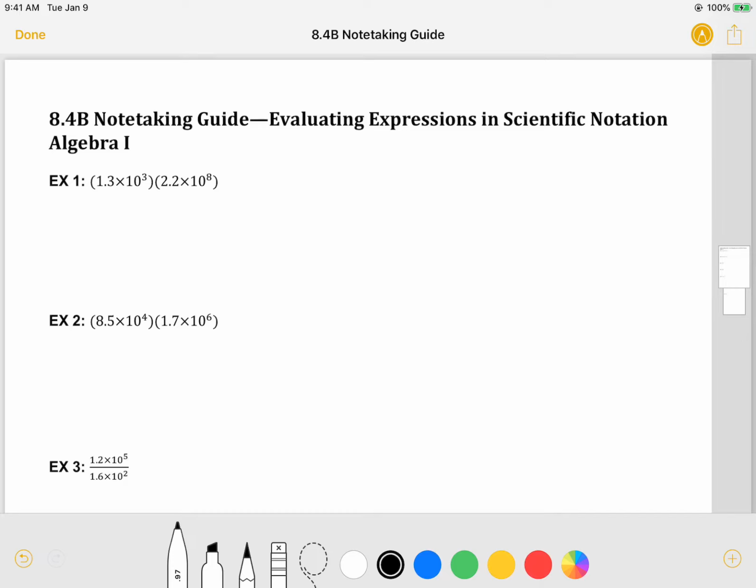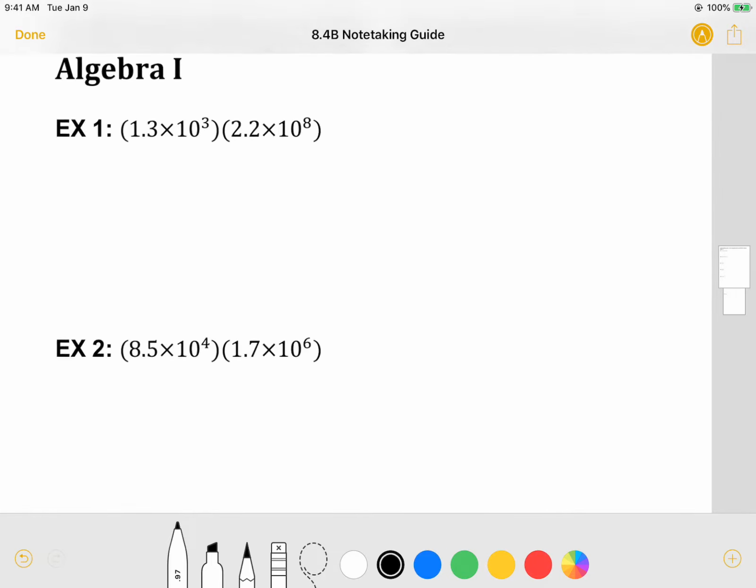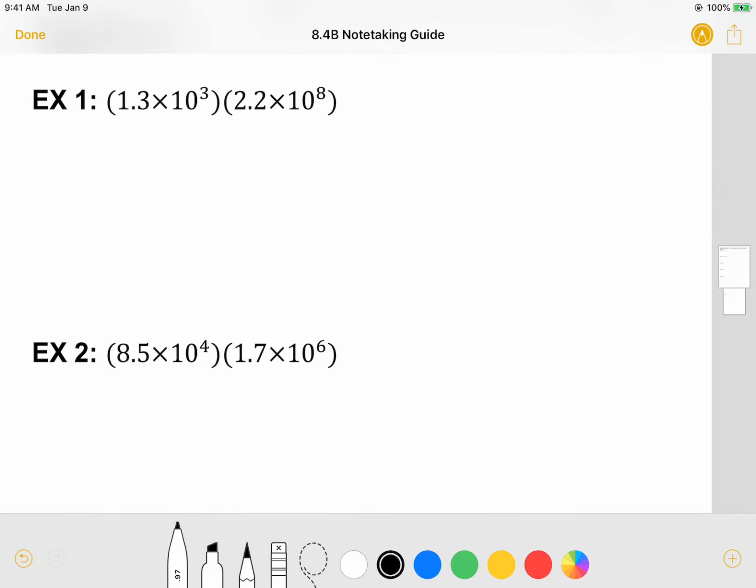Let's look at our first example. Example 1 wants us to take the number 1.3 times 10 to the third, which is in scientific notation, and multiply it by 2.2 times 10 to the 8th power, okay? Instead of having to rewrite these numbers in standard form, multiply them together, and then rewrite the answer in scientific notation, we can use our properties of exponents to perform that multiplication without having to do any rewriting.